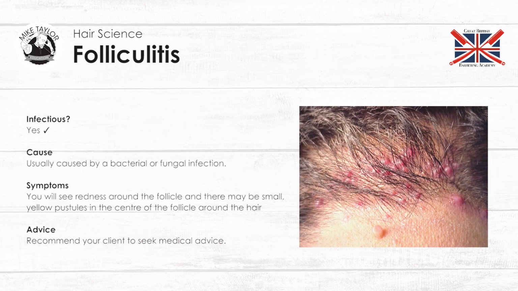Folliculitis. Folliculitis is infectious. It's usually caused by a bacterial or a fungal infection. You will see redness around the hair follicle, and there may be small yellow pustules in the centre of the follicle around the hair. Recommend that your client seek medical advice. To help you remember this word, remember that folliculitis sounds like follicle, and folliculitis is an infection of the hair follicle.